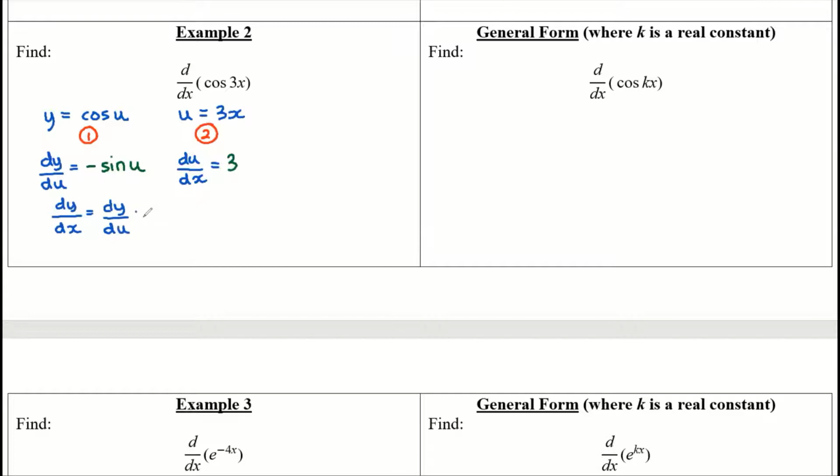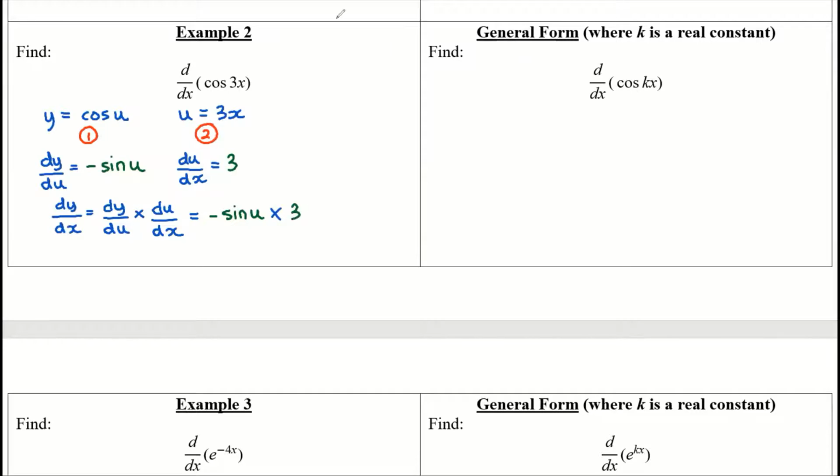Okay, multiplying du by dx, for reasons which we've already established. And so that's going to be the product of negative sine u and 3, multiplied by 3. And just make this look a bit neater.